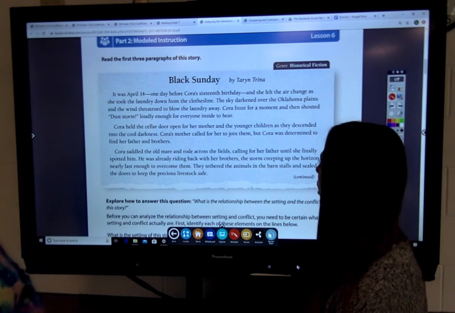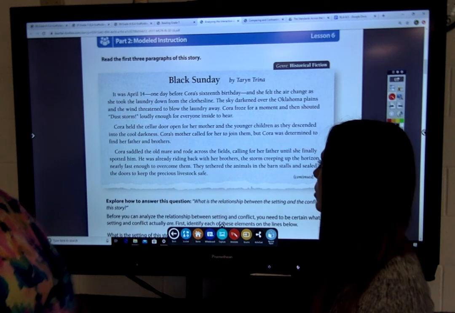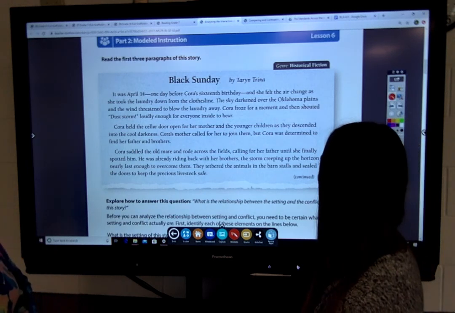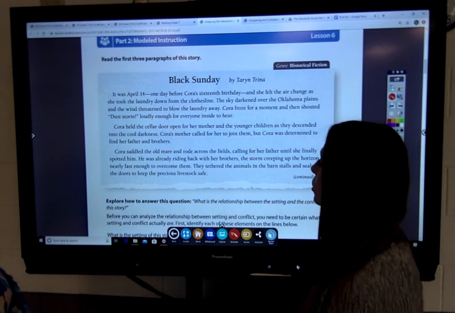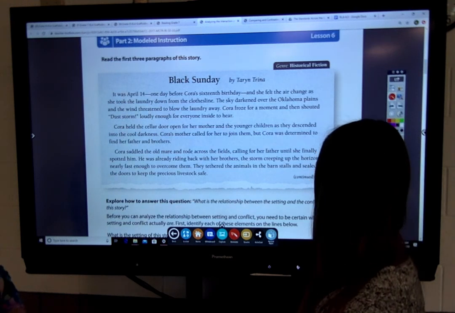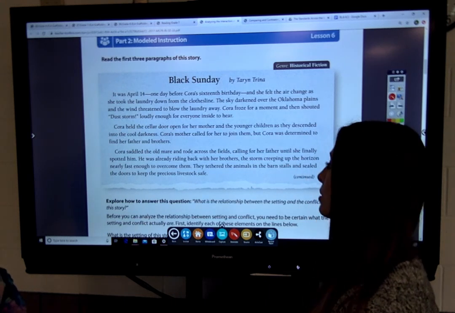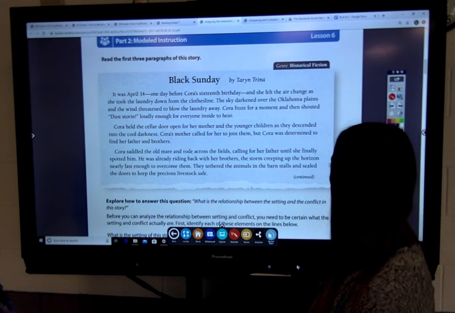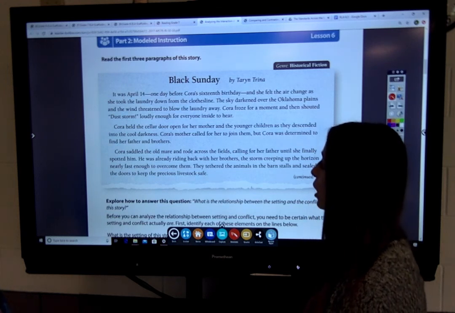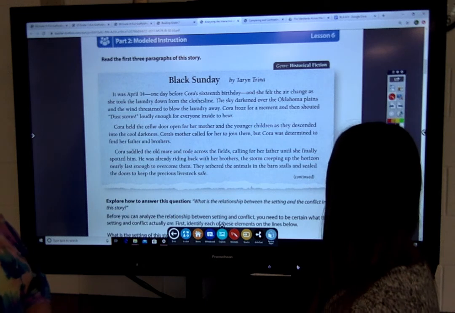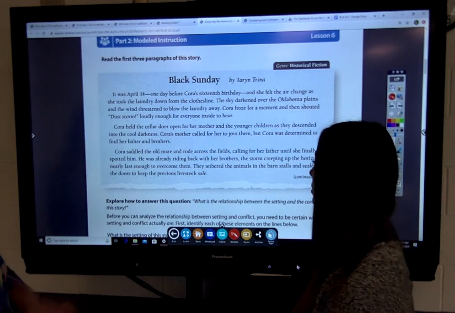Cora held the cellar door open for her mother and the younger children as they descended into the cool darkness. Cora's mother called for her to join them, but Cora was determined to find her brothers and father. Cora saddled the old mare and rode across the field, calling for her father until she finally spotted him. He was already riding back with her brothers, the storm creeping up the horizon nearly fast enough to overcome them. They tethered the animals in the barn stalls and sealed the doors to keep the precious livestock safe.